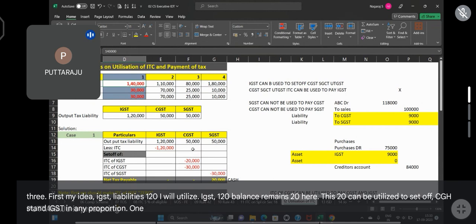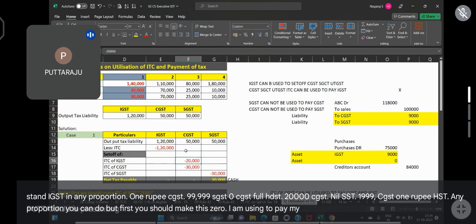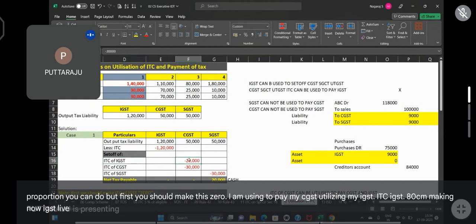1 rupee CGST, 99,999 SGST. 0 CGST, full SGST. 20,000 CGST, nil SGST. 19,999 CGST, 1 rupee SGST. Any proportion you can do. But first you should make this 0. I am using my IGST ITC to pay my CGST. Now IGST liability becomes 0.